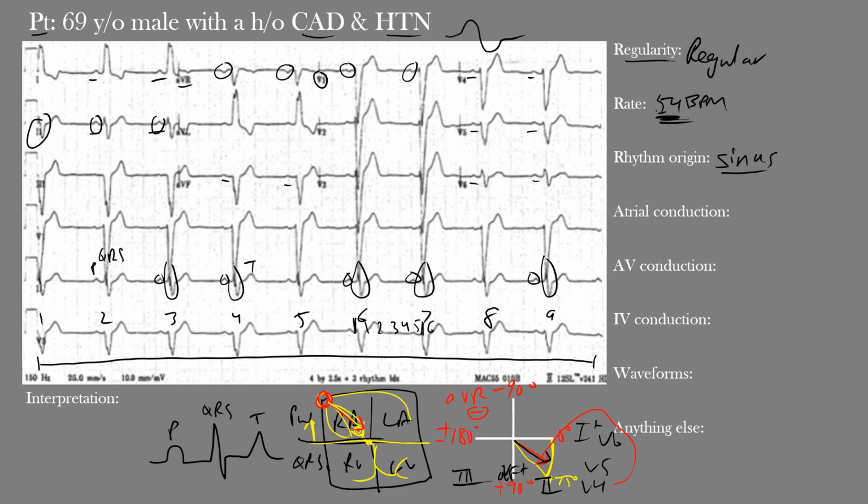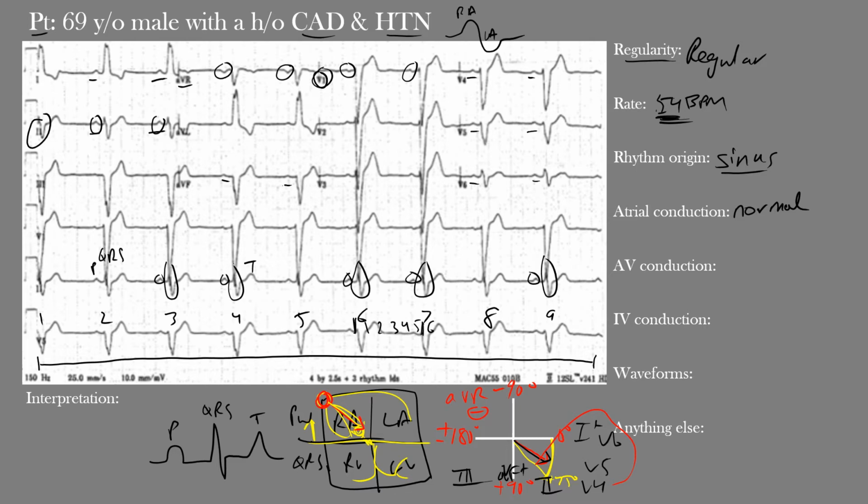Remember, with biphasic P waves in V1, the beginning portion of the P wave represents the right atrium. The terminal portion represents the left atrial depolarization, okay? So when we look at atrial conduction here, this is actually normal. So normal atrial conduction. Now how about AV, or atrioventricular conduction?